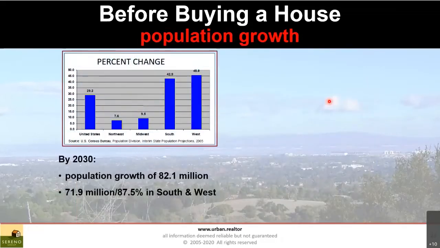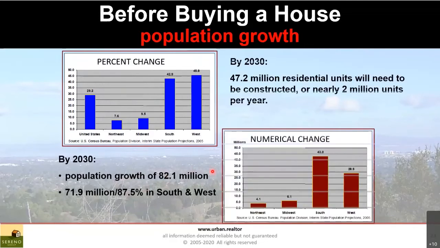If we look at this chart of the south and the west, almost 87% of the entire United States population is focused in the south and the west. And if we then ask ourselves how many homes we're going to need, we're going to need almost 2 million units per year to accommodate that kind of growth.